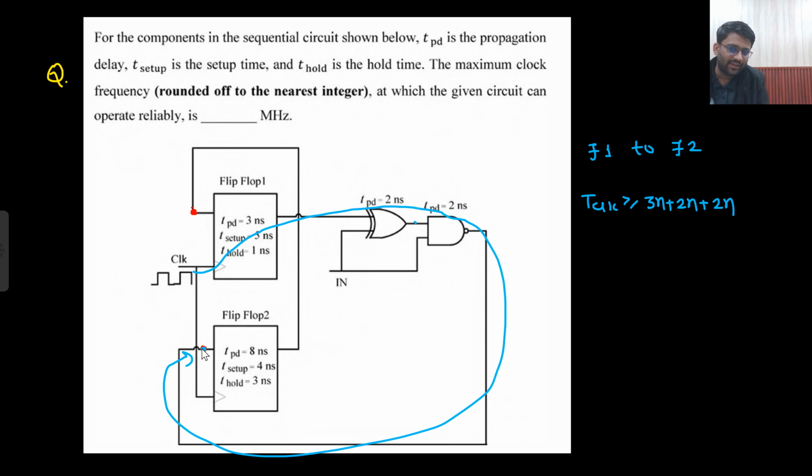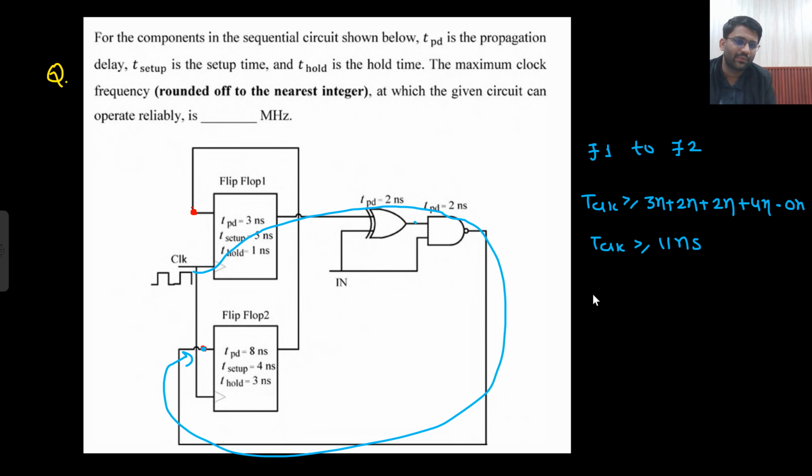Then I will come here and ask, what is your setup time? He will say, sir, my setup time is 4 nanosecond. Then I will ask, how much time is the clock taking? He will say, sir, clock is coming immediately. And this one will also say clock is already coming immediately. So nothing you need to subtract, 0 nanosecond. So what is the answer coming? T clock should be greater than 3 plus 2 plus 2 plus 4, 11 nanosecond.